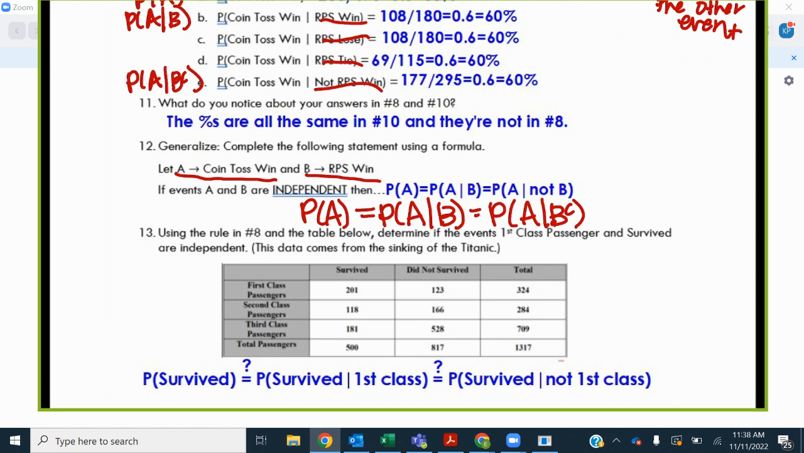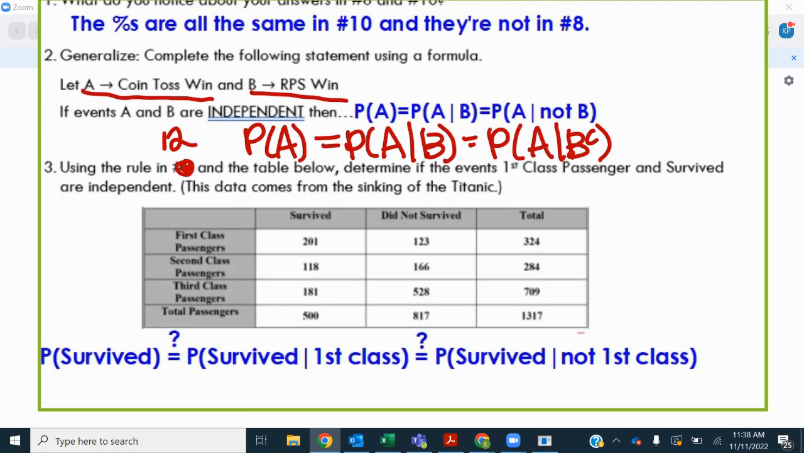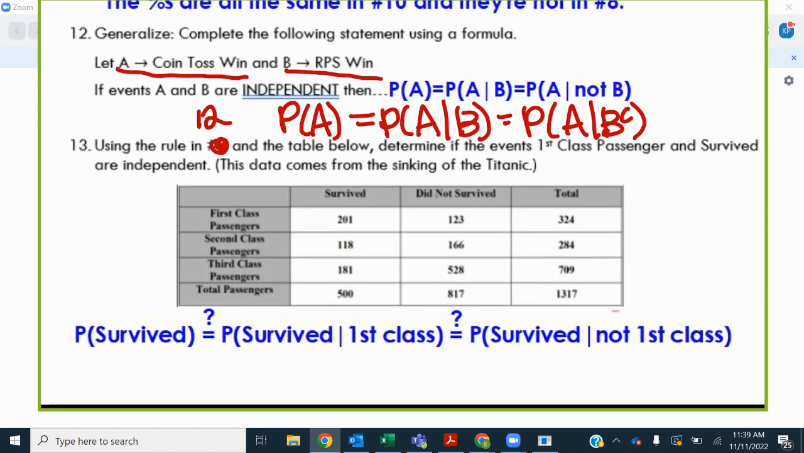All right, so using the rule in number 12 and the table below, determine if the events first class passenger and survived are independent. So this data is from Titanic, and we've all heard or read about the Titanic and seen the movie where it's really sad that all these first class passengers are getting on the boats and everyone that wasn't first class wasn't that lucky. So we can use math to see that discrepancy.